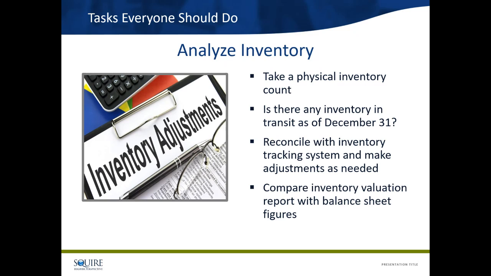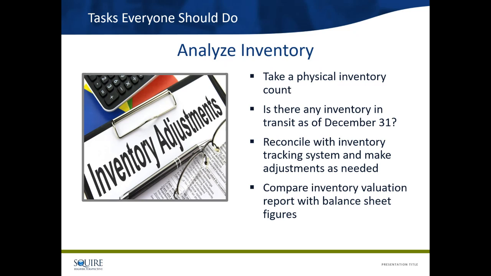Reconcile your actual count with your inventory tracking system and make any adjustments that are needed. And that can be to the quantity, but also if something, since you purchased it, has become obsolete or you can only sell it at a clearance amount, you're going to adjust the value down and take that adjustment loss if the market value is less than what your cost on that item was. And then compare your inventory valuation report with your balance sheet.